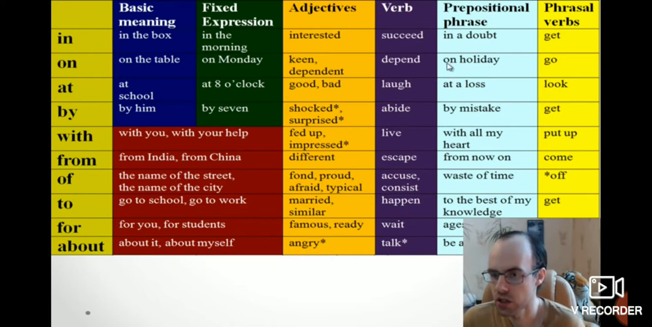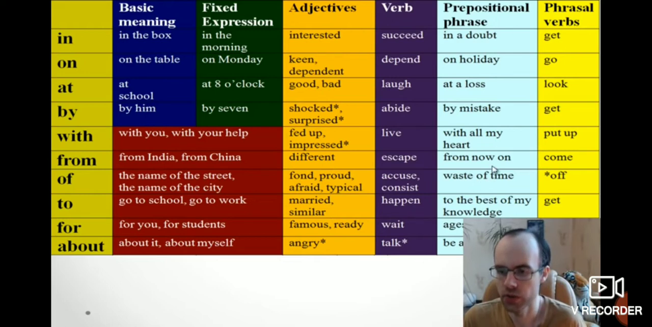On holiday. He is on holiday. It means he isn't working at present. Maybe he is swimming in the sea or he went to another country. At a loss. I'm at a loss. I don't know what to do. By mistake. So actually, I opened it by mistake. It means that I was going to do another thing, so it happened accidentally, although I didn't want it. With all my heart means very much. I love you with all my heart means I love you very much.